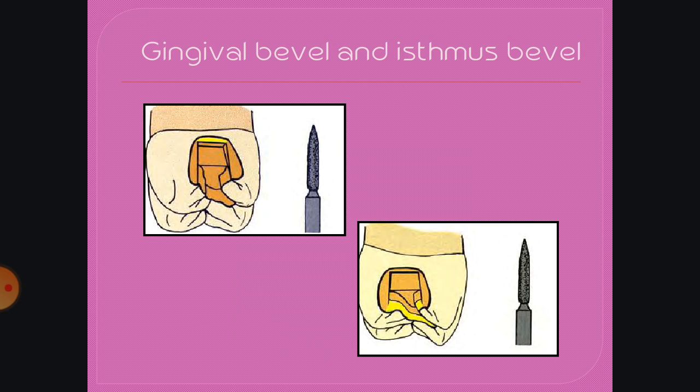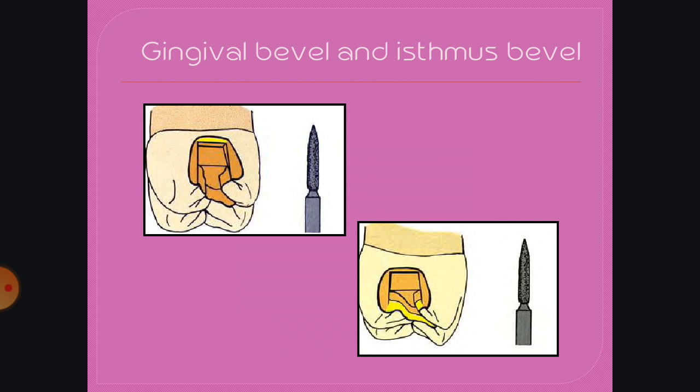So what you have to remember with the gingival bevel and isthmus bevel is that you should have an angulation of around 30 to 45 degree. And why are you giving a gingival bevel? It is to provide an optimum blend of strength and marginal fit for the inlay. So the expected angle of a gingival bevel is around 30 to 45 degree.